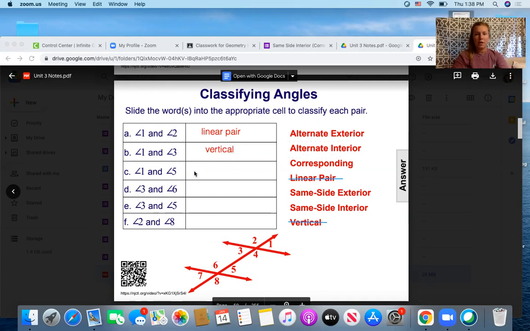Vertical angles. Then we have 1 and 5. 1 and 5, go ahead and write down what you think they are, and then we'll all send it. And ready? 1, 2, 3. Perfect. Corresponding.